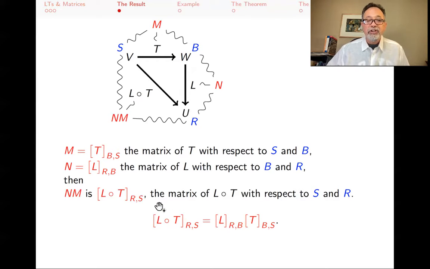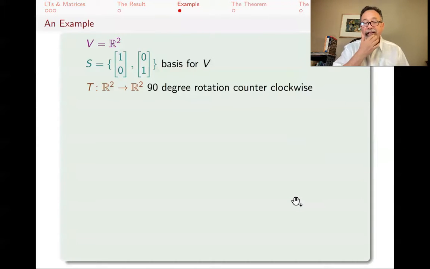These notations were cumbersome, but when you write this, it actually makes a little bit of sense. This L circle T got split up into L and T. And then just like matrix multiplication, the B's cancel and we get R and S. So if you look at this, it has a certain amount of elegance to it. Okay, so now let's look at an example.